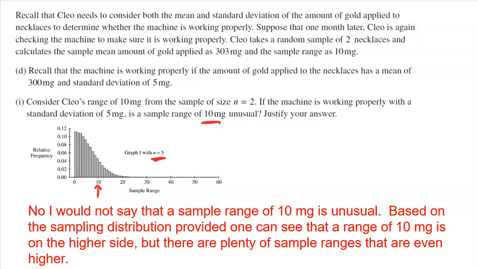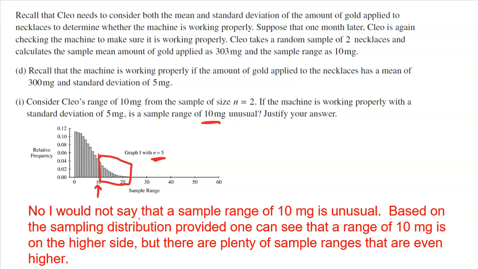So I said to myself, is a value of 10 for the range unusual? And I said, no, it's actually not. Now, it's on the higher side, but there are plenty of ranges that were more than 10. It's not like 10 was way to the right-hand side where I would say, wow, that should not be happening. In fact, a range of 10 appears to be very typical. So I said, no, I would not say that a sample range of 10 milligrams is unusual.